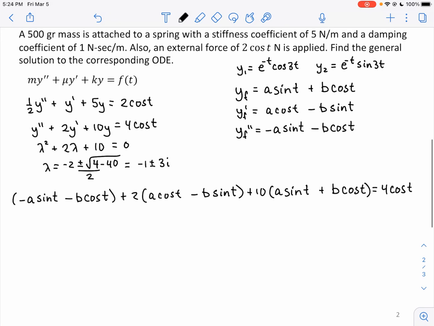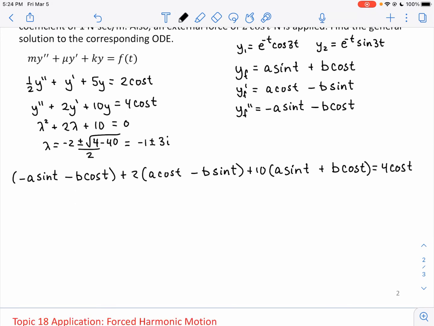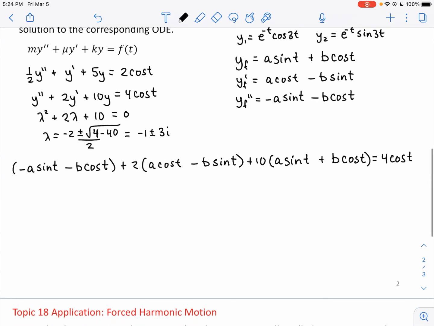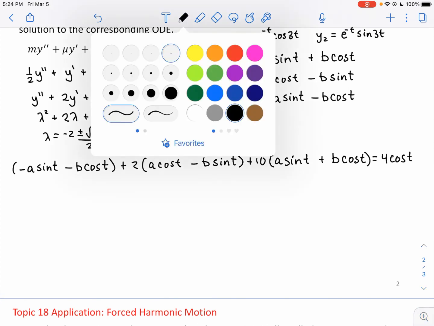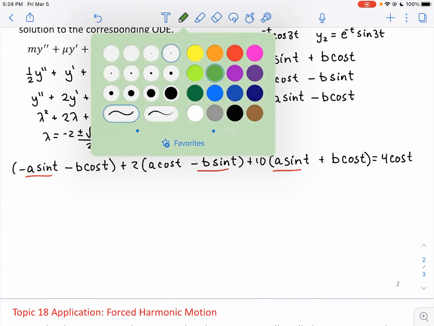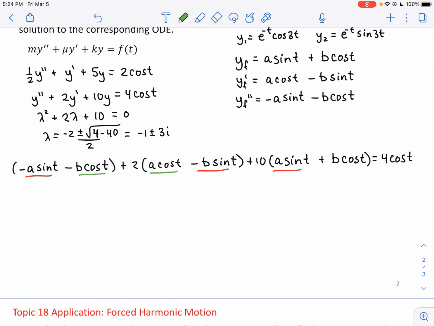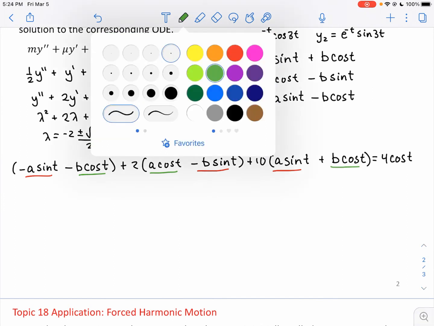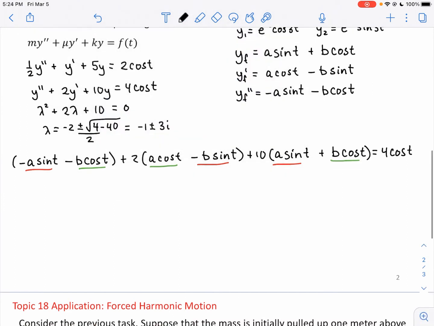Okay, so this becomes the equation. I want to ultimately figure out what a and b are so that this turns out to be a true statement. All right, once again, I'm going to gather all the sine terms together. I'm going to underline all the sine terms, to make sure they don't get missed. There's a sine term, here's a sine term, and here's a sine term. And then all of the cosine terms, I'm going to gather together and factor out the sine and cosine.